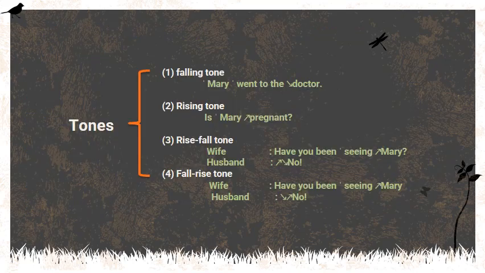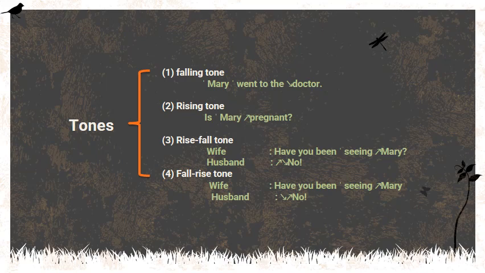Tone. There are four tones here. The first one is a falling tone. The sample: "Mary went to the doctor." The second tone is the rising tone. "Is Mary pregnant?" The third is the rise-fall tone. Sample: wife, "Have you been seeing Mary?" Husband, "No." The fourth, the full rise tone. Sample: wife, "Have you been seeing Mary?"